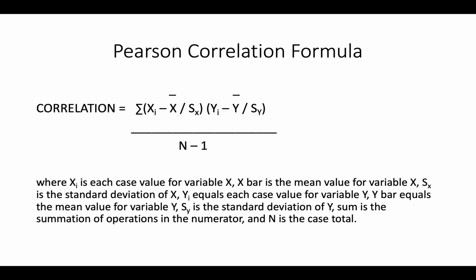We remind ourselves of the formula for correlation. It's the sum of the z-scores for each case value for x. In other words, the case value itself, from which is subtracted the mean value for the variable, with the result being divided by the standard deviation for the variable, multiplied by the z-scores for each case value for y, with that summation being divided by the total number of cases minus 1 degree of freedom, since we have a sample of data.